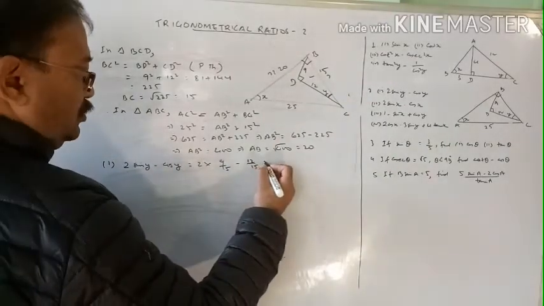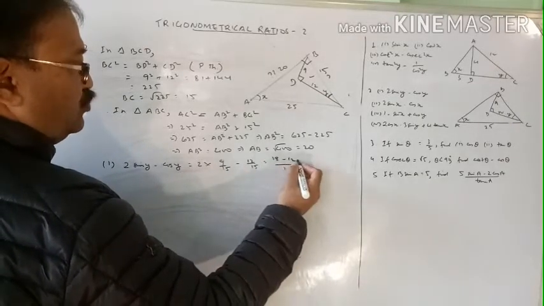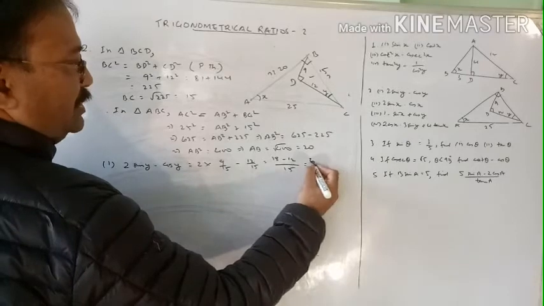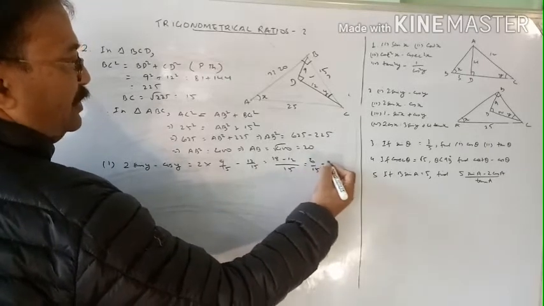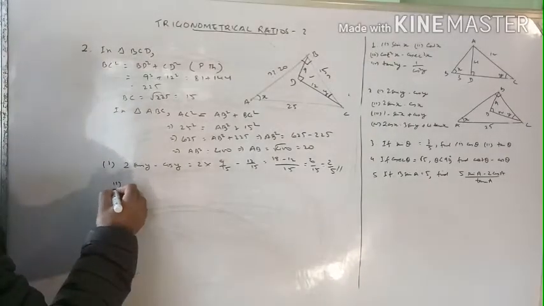So the LCM is 15. So 9 twos are 18 minus 12. So 18 minus 12 is 6 by 15. If we cancel by 3, we get 2 by 5. This is the answer for number 2.